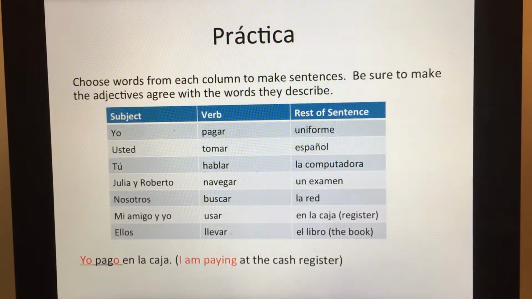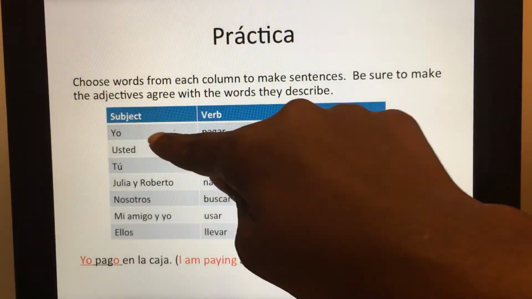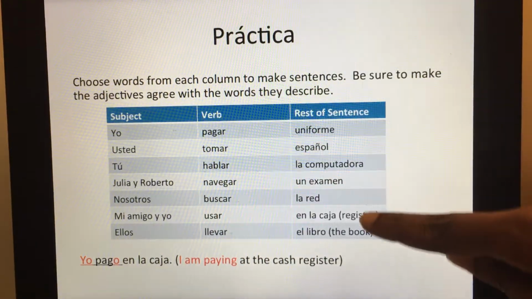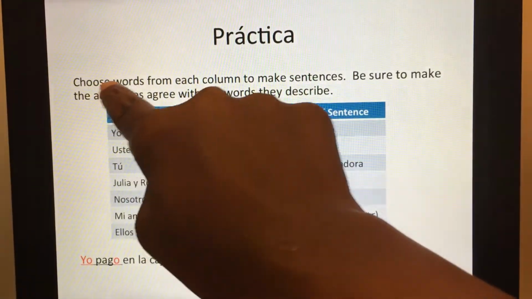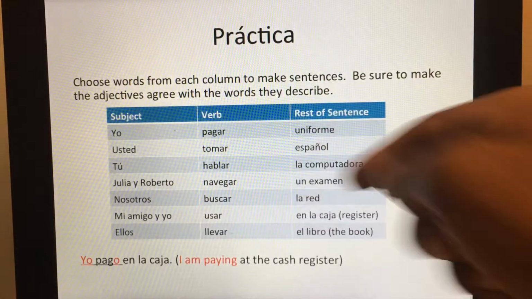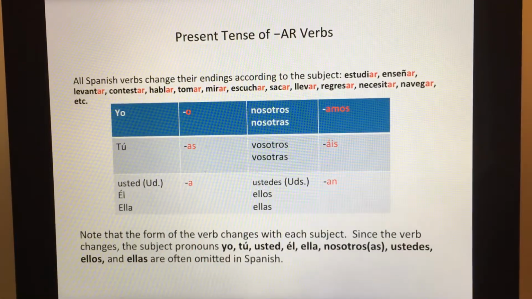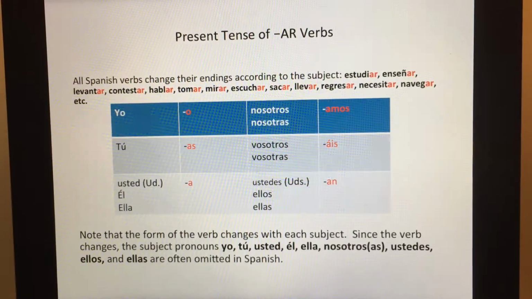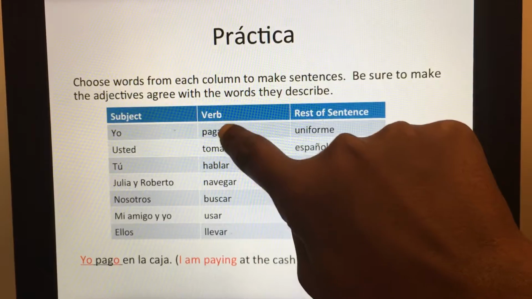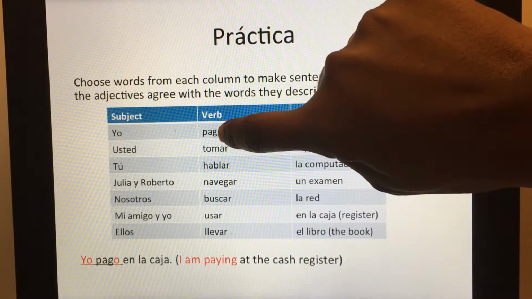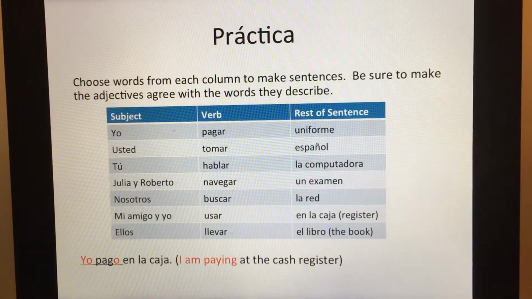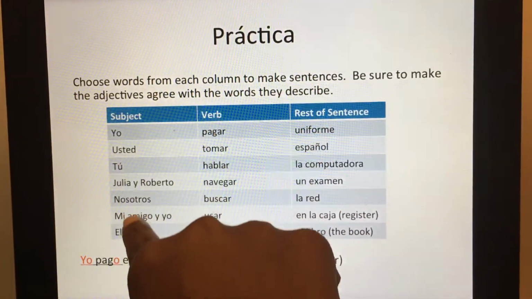So let's do that. Let's make up sentences. Here are your subjects. Here are some of the AR verbs. And here are some words to help you complete your sentence. So choose words from each column. Start here, then conjugate. If you need to go back to the chart to look at the endings, you may do that or take note of these endings. But you're going to conjugate. Remember, you're going to drop the AR. You're left with just the stem. You're dropping the ending, and you're going to put the ending that's going to agree with the subject that you choose here.